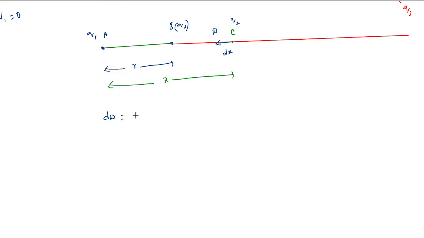The work done to move from here to here would be F applied times dx, where F applied is the force we apply here. But this F applied is basically used to counterbalance the repulsive force between the two charges, and that force is the Coulomb force. So the F applied force is equal to the Coulomb force in magnitude but in the opposite direction, because the Coulomb force will push it away.